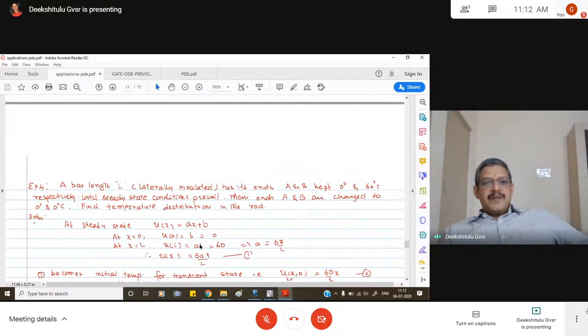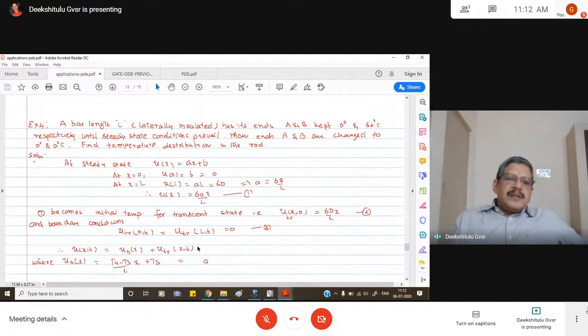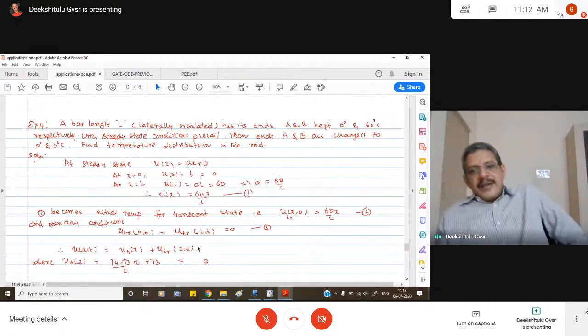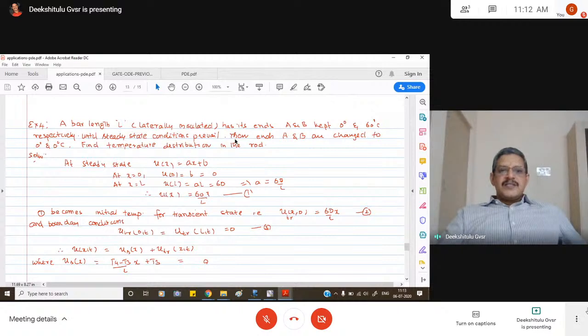This is how we handle the one-dimensional heat equation. Let us take a problem. A bar of length L, laterally insulated, has its ends A and B kept at 0 and 60 degrees respectively until steady state conditions prevail. Then the ends A and B are changed to 0 and 0 degrees. A is already at 0 and is maintained at 0, but B is suddenly reduced to 0 degrees. Find the temperature distribution in the rod.